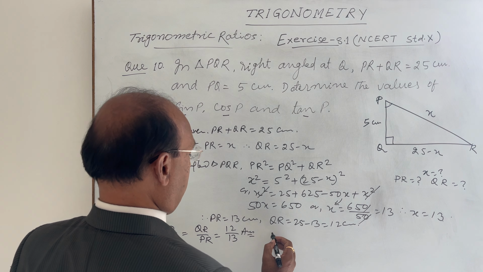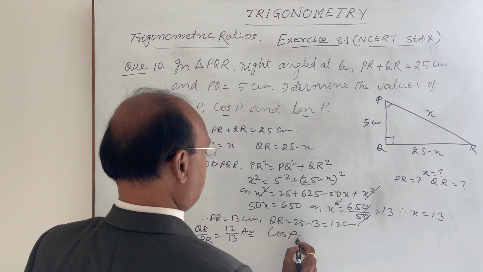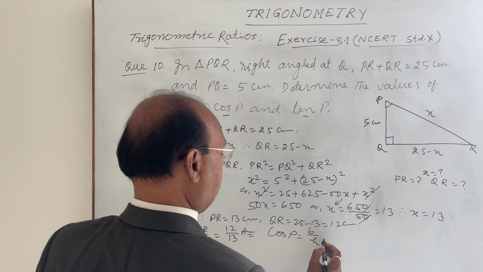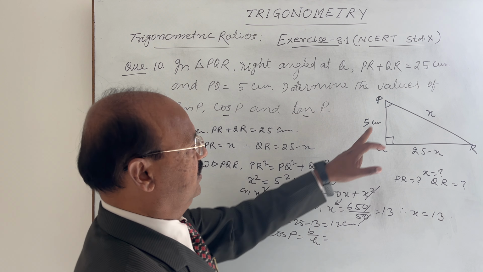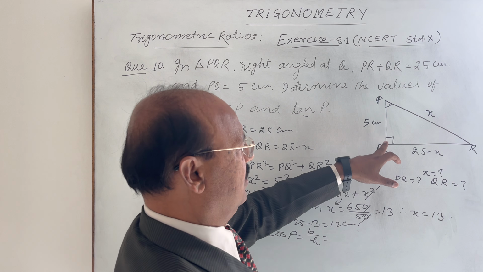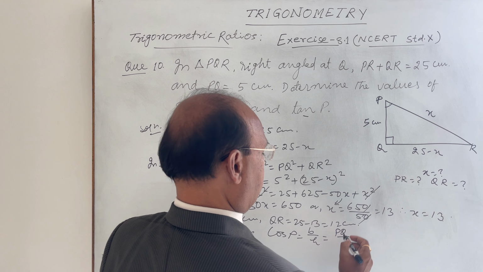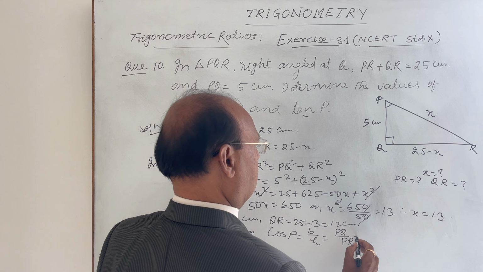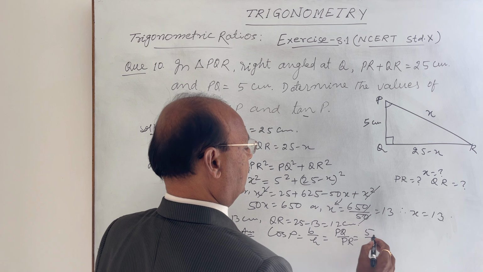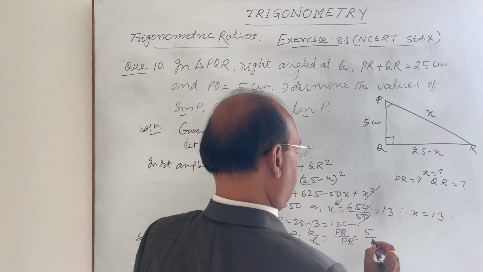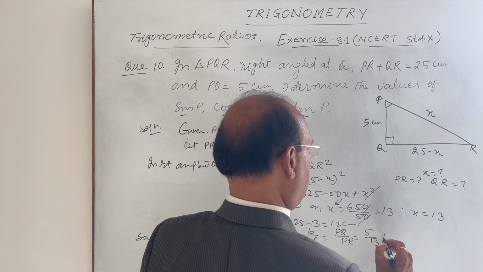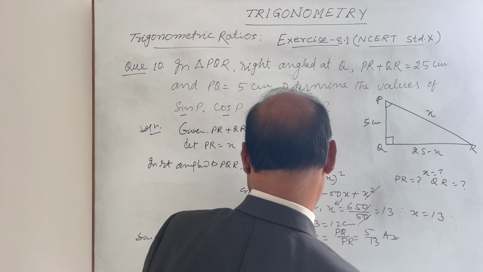Now let us find cos P. Cos P, you know, is base by hypotenuse, and with respect to this angle P, the base will be PQ. So base is PQ and hypotenuse is PR. PQ is 5 and PR is 13. This is the answer for cos P.